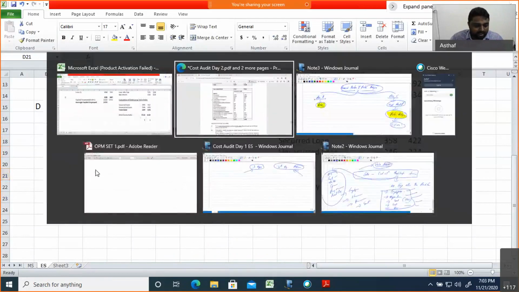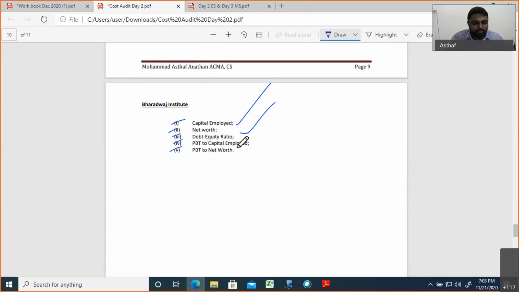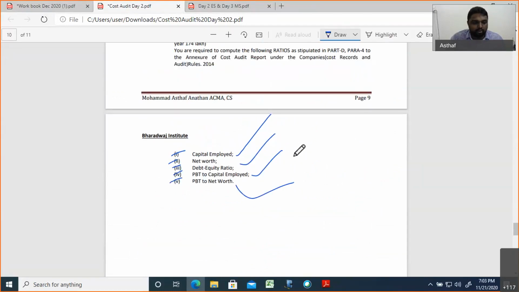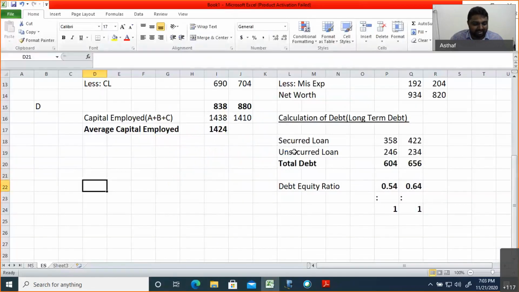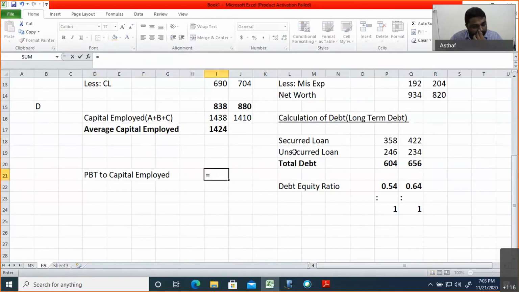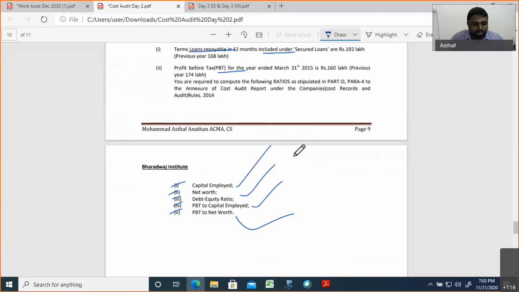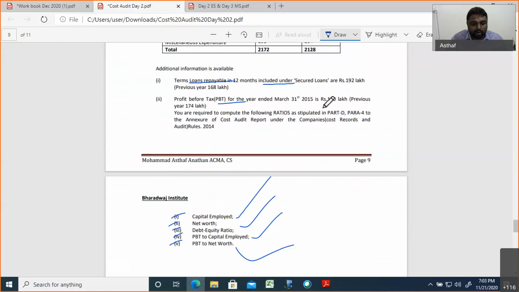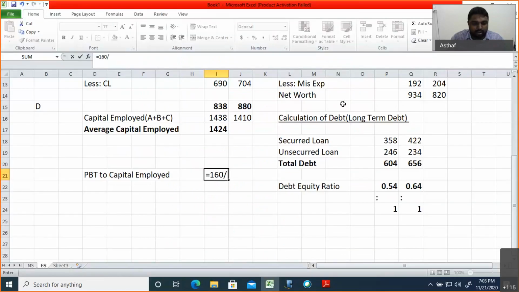Now what is next they were asking? Next is PBT. This is the ratio we have to do: PBT to capital employed. We will do it only for the current year. So now the final thing, PBT to capital employed. What is PBT? PBT is given in the question: 160 divided by capital employed.